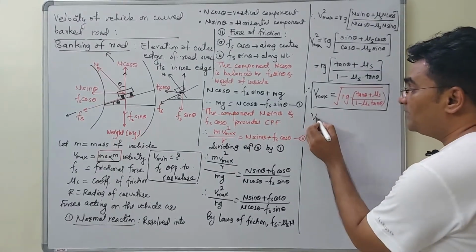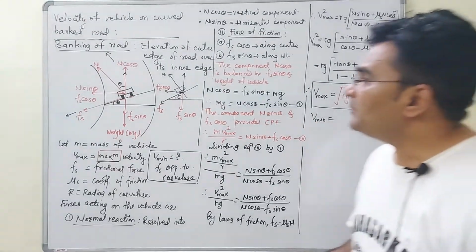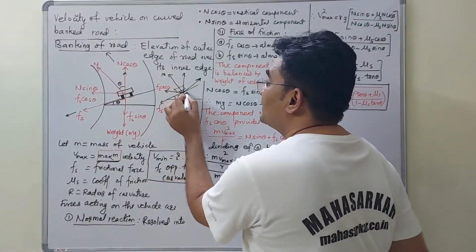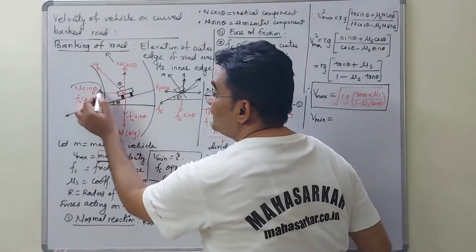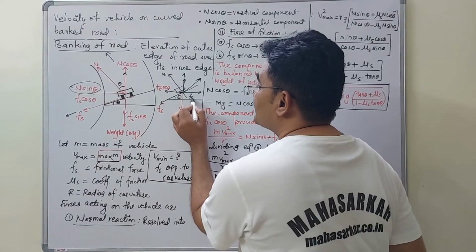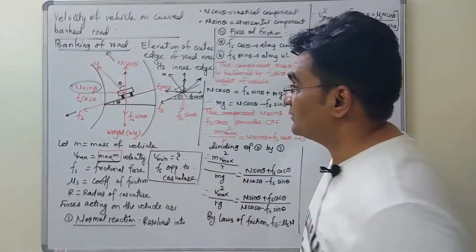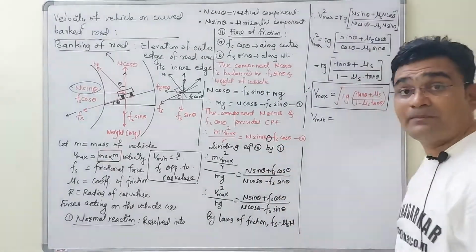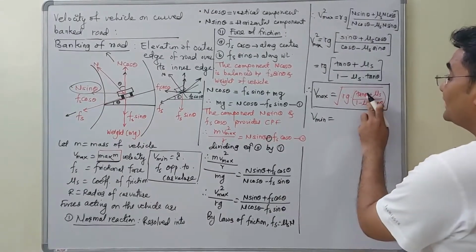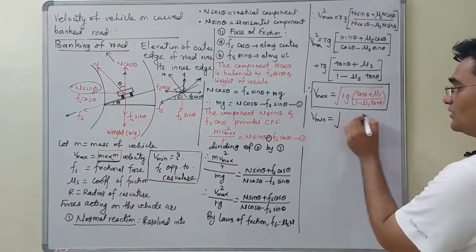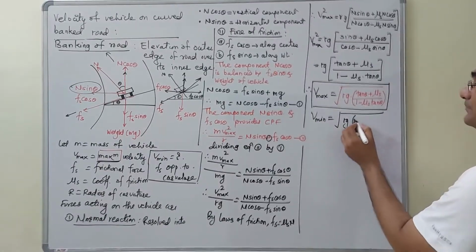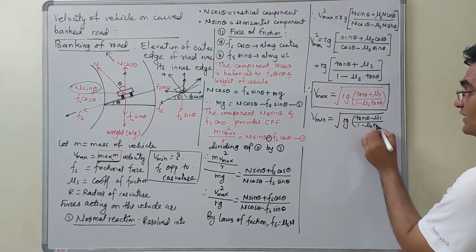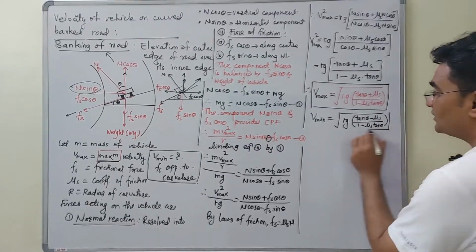If you want to find the minimum safe speed, the direction of the frictional force will be along this line. In that case, N sin theta and this Fs cos theta will be in opposite directions. Everything else is going to remain the same. This plus sign is going to be replaced by a minus sign, so it will be tan theta minus mu s. You just try to draw the diagram. Tan theta minus mu s divided by 1 minus mu s tan theta will give us the minimum safe speed.